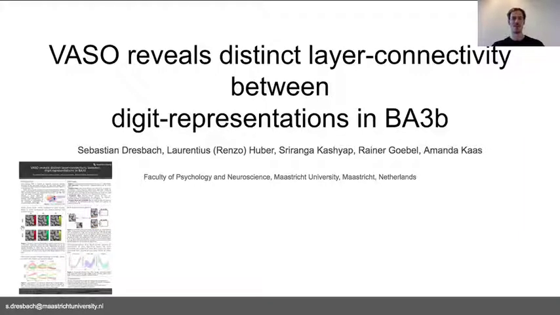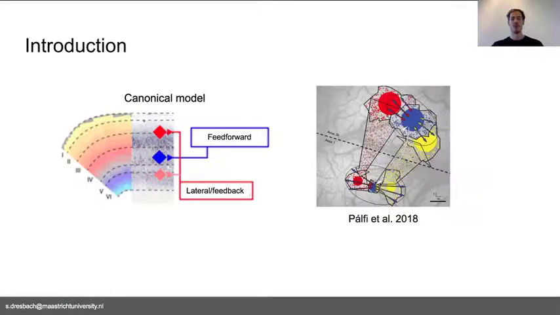Welcome to my poster. In recent years, we have been approaching the mesoscopic scale using fMRI. On this level, canonical models state that cortical input targets middle layers, while feedback targets superficial and deep layers.